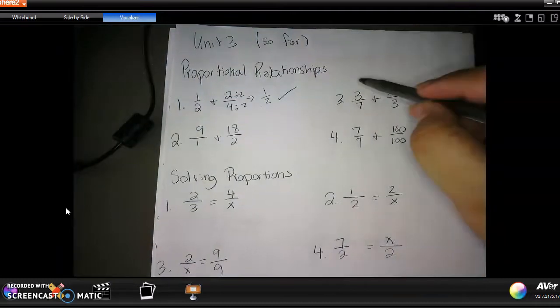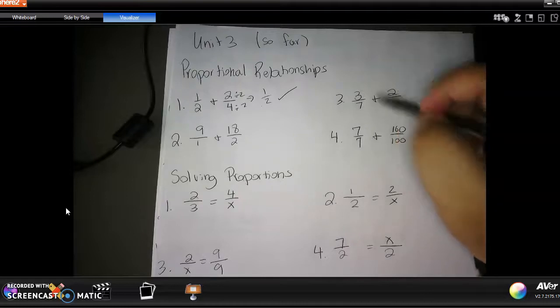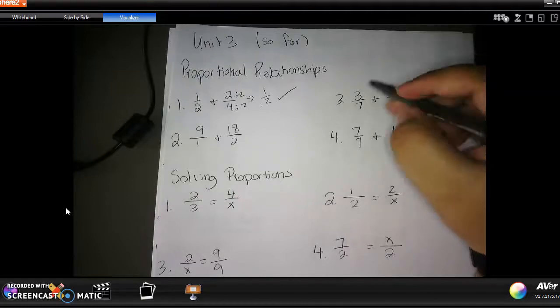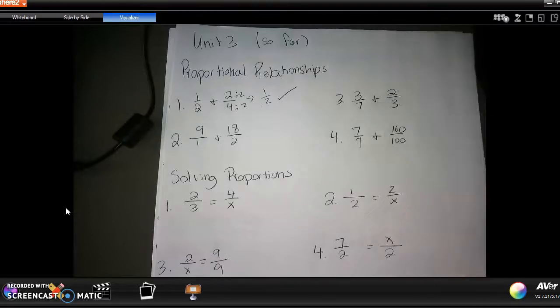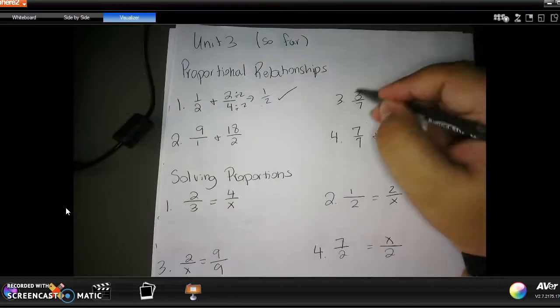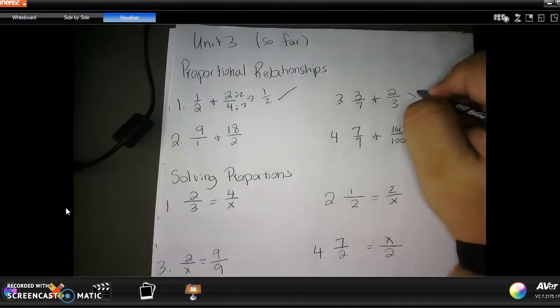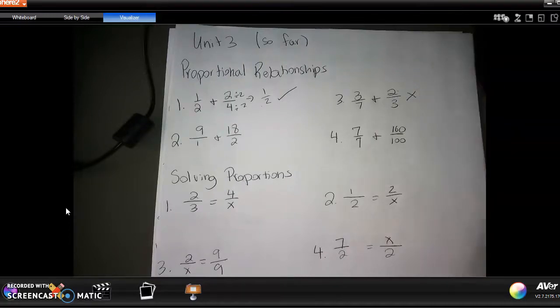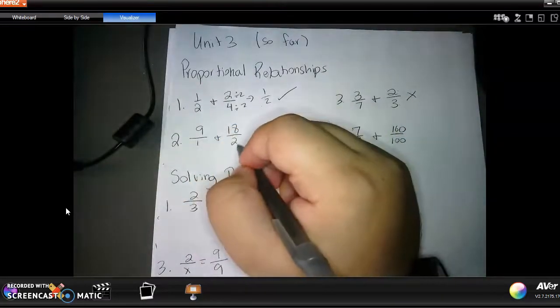Okay? Looking at 3/7 and 2/3, there's nothing common between these two, right? We can't pull anything out from 3 and 2, and 3 and 7. If you put these in a calculator, these numbers would not come out to be the same thing, so these are not proportional. Looking at number 2 right here, we have 9 over 1 and 18 over 2.